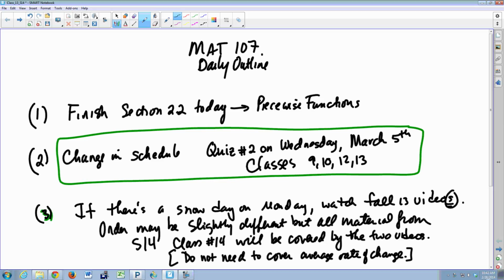When I did this schedule again, I put the quiz in the wrong spot. Our quiz 2 should be Wednesday, the same day we do linear regression. So I will take one of the classes off. It won't be classes 9, 10, 12 through 14. Notice it will just be 9, 10, 12, 13. So that quiz will be Wednesday, the 5th, March 5th. So just scoot it up with an arrow one day, okay?